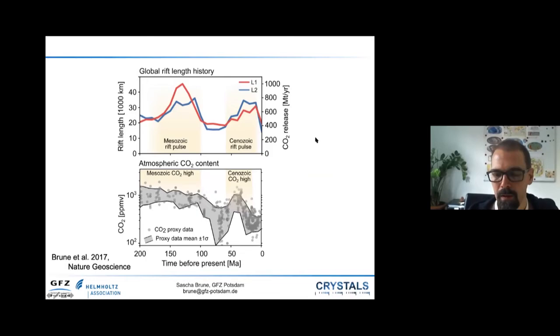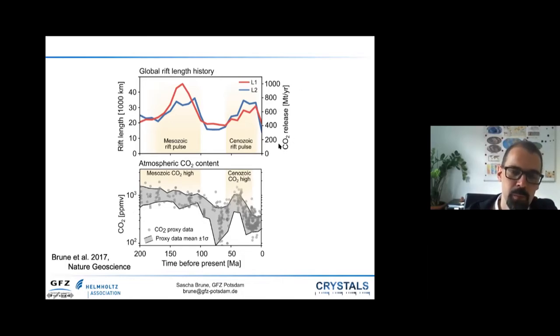And if I interpolate over both data sets in 10 million year intervals to just get rid of the small spikes, then these are the signals. L1 is the one where I include geological reconstruction and plate reconstruction, and blue is only the geological database. And so we have a Mesozoic rift pulse that is associated with the breakup of Pangaea, and we have a Cenozoic rift pulse that is associated with renewed rift activity in East Africa, in the Western US, in Southeast Asia. And now I correlate this with CO2 release.